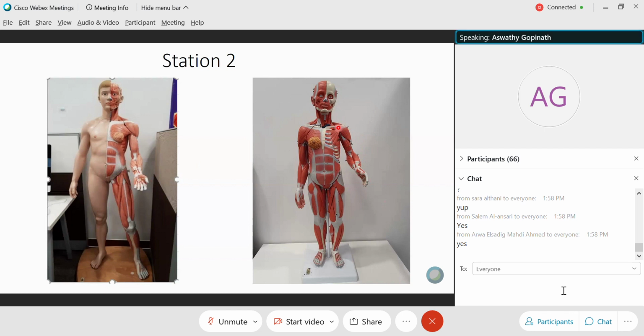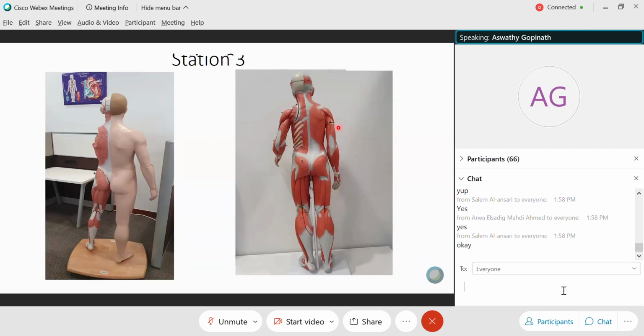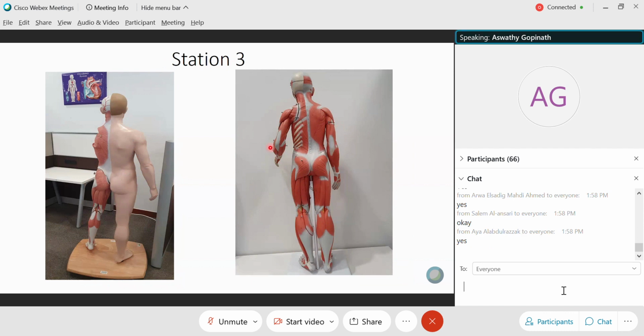Okay, shall I go to the next station, the station 3? Okay. Now, the station 3, as you can see, it is a posterior view of the body, isn't it? The posterior view of the body, and we are going to see some of the regions in the posterior part of your body. Now, what is a nuchal region?